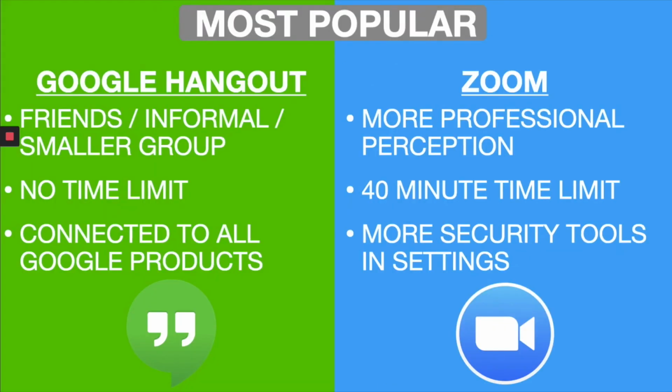And here are the last two, the most popular ones that everybody's talking about: Google Hangout and Zoom. So you would use Google Hangout for friends, when it's more informal, for a smaller group, like 10 people or less. There's no time limit on there, and you can connect it to all Google products. So Gmail, things that you have connected to Google, it all goes into one. So if you're all about Google, definitely do the Hangout. But like I said, the setting of it is more informal.